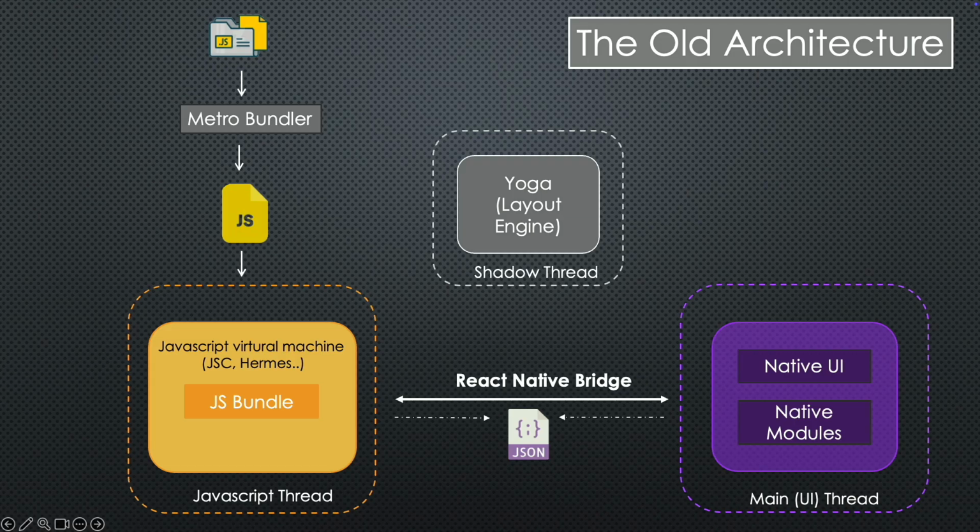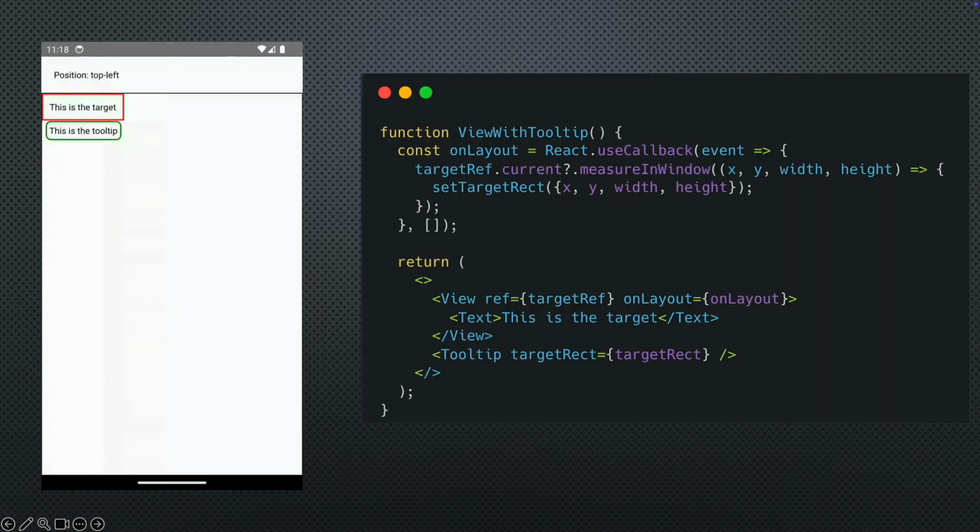So suppose we render, let's see an example. Suppose we render a tooltip based on the size and position of a view. The code should look something like this. Now imagine a user moves this view across the screen every second, by tapping on the screen. Let's see what happens.